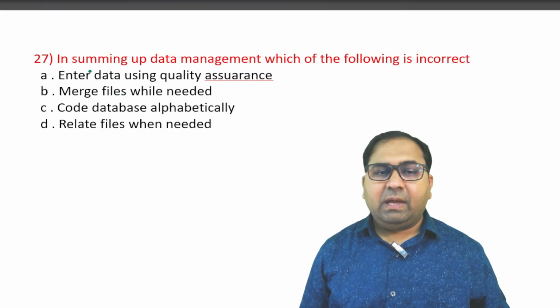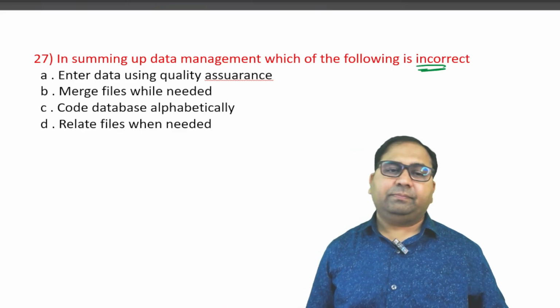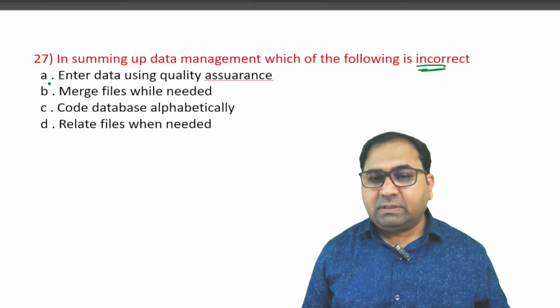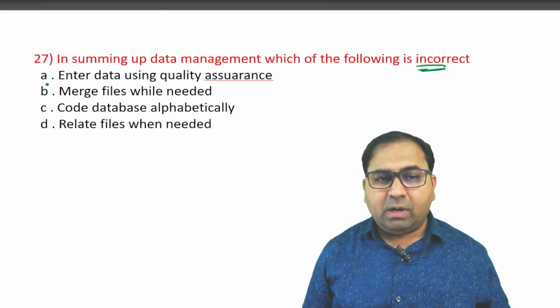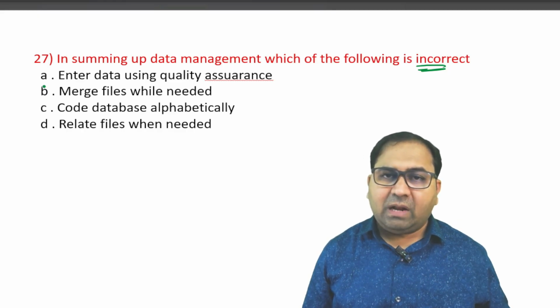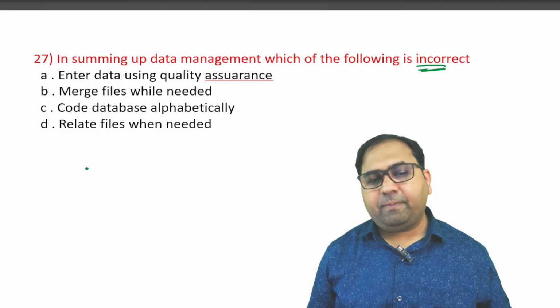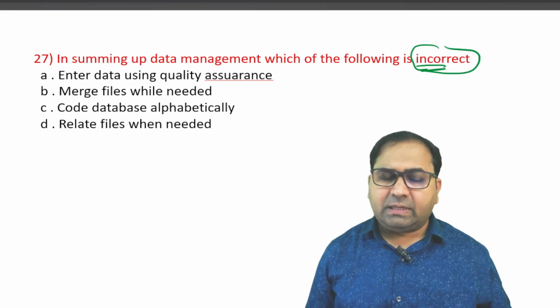Next question, in summing up the data management, which of the following is incorrect? The options are A, enter data using quality assurance, B, merge the files while needed, C, code the database alphabetically, or D, relate the files when needed. So which is incorrect? Let us see the options again.